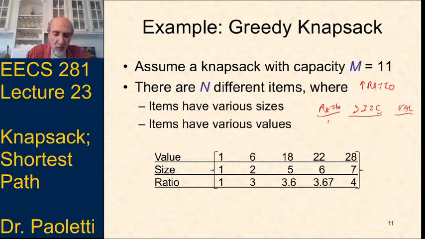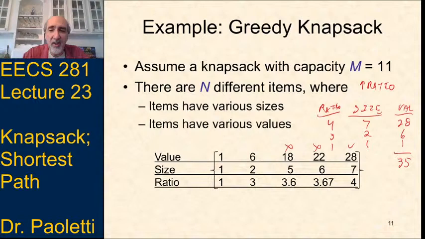I take the ratio 4 item, which has a size of 7 and a value of 28. I take the ratio 3.67 item, oh wait, nope, I can't take that one, it doesn't fit. A size of 6 doesn't fit in there. I'd like to take that item, but I can't. So I took that one, can't take that one, can't take that one. The ratio 3 item has a size of 2 and a value of 6. The ratio 1 item has a size of 1 and a value of 1. I get 35, which we know is still not optimal.